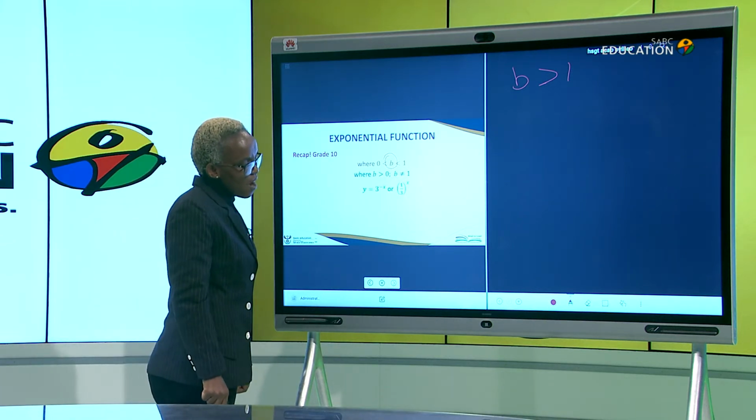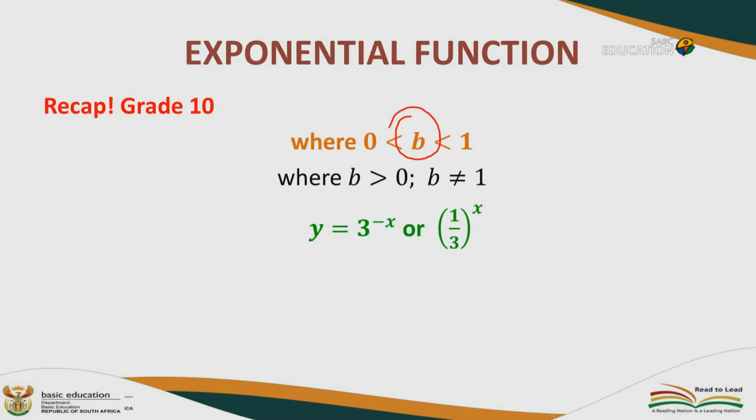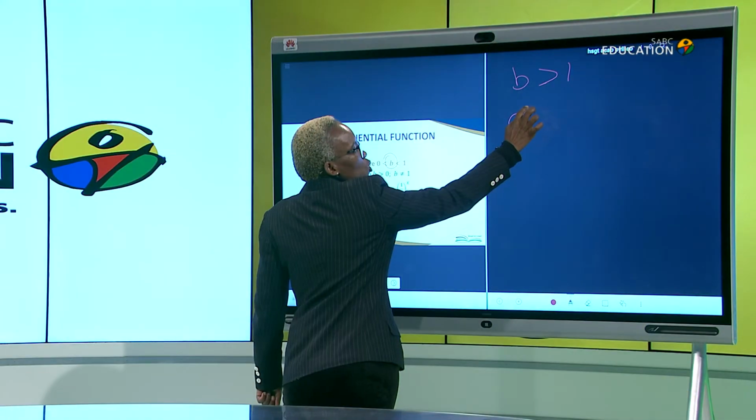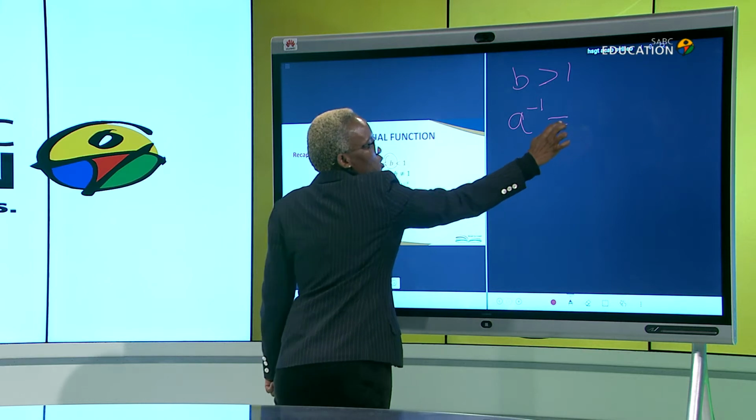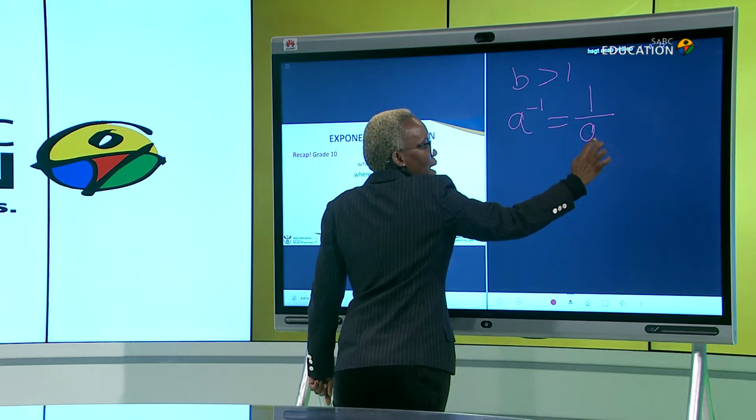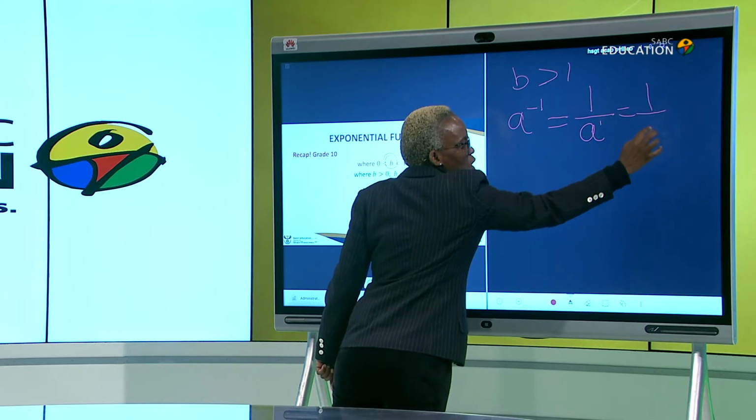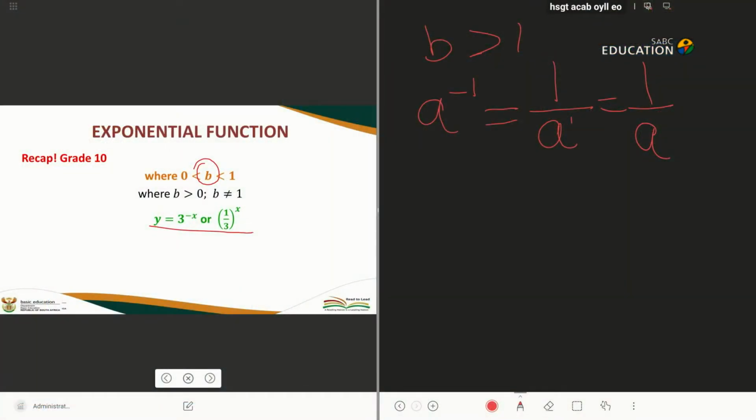Now our next function is y is equal to 3 exponent minus x, or we can write it as 1 over 3 to the exponent x. Here, remember your exponential laws. Our exponential laws say a to the exponent minus 1 is equal to 1 over a to the exponent 1, which is the same as 1 over a. So if I have 3 to the exponent minus 2, I will have 1 over 3 exponent 2.